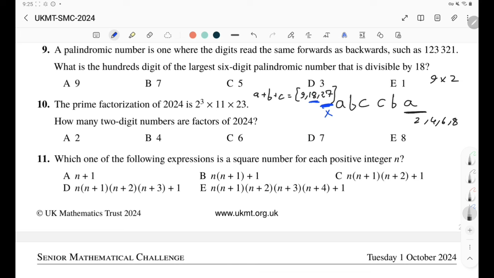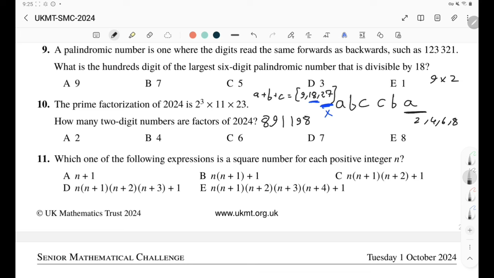To maximize our number, we want to maximize A. Of course, we'd make it 9, but we get a contradiction again because A is even. So the best value for A is 8. Now B plus C is 10. We also want to maximize B, so we cannot make B 10. The only way is 9. And now C is just 1, so that means this is our number.